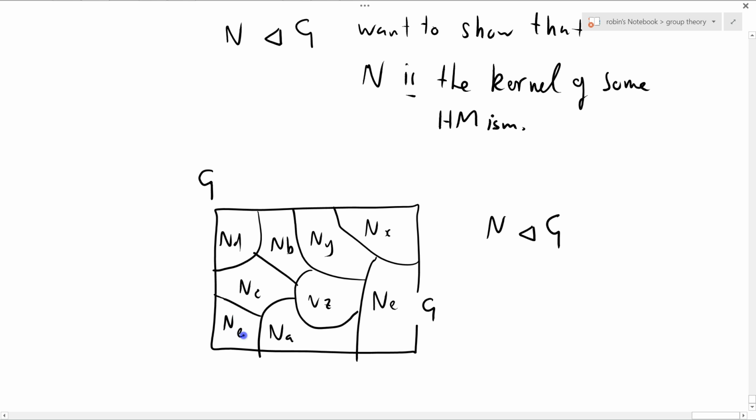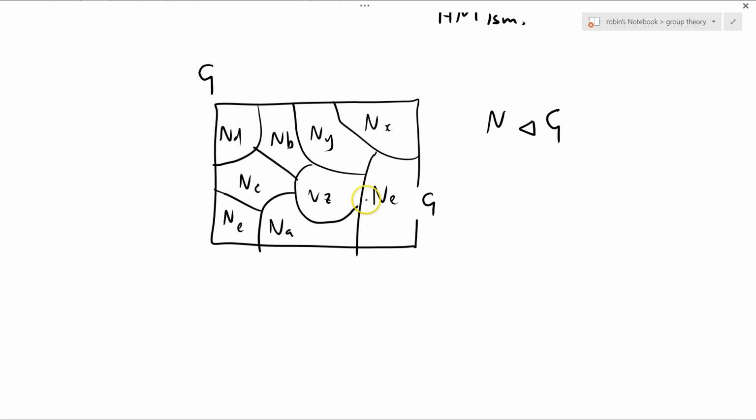And of course, these are left cosets and right cosets. So I've just written it like that, but I could just as easily have written it like that because they're the same, because N's normal. I've written them as right cosets, but I could have written them as left cosets.